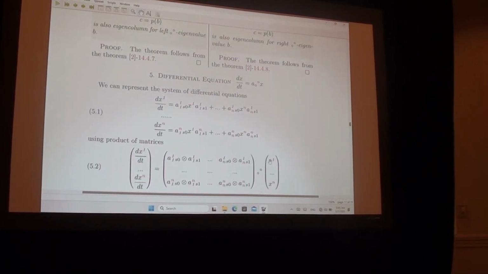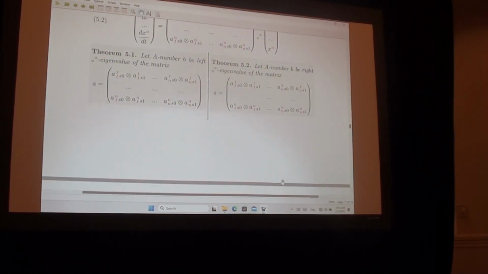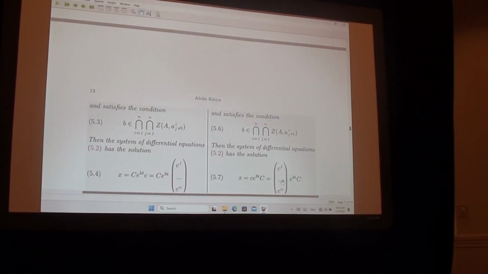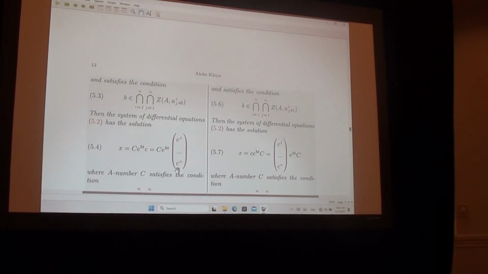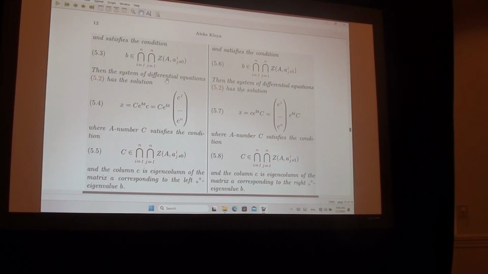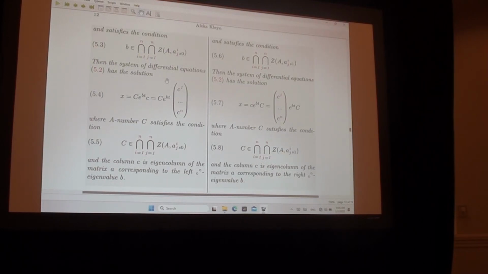Now we are ready to consider the system of differential equations 5.1. We see that the coefficients on both sides are of the function that we search. We can represent this system using a product of matrices in the form 5.2. Let a number P be a real RCO eigenvalue of the matrix A and satisfy condition 5.3. Then the system of differential equations 5.2 has solution 5.4, where the number C satisfies condition 5.5, the same condition as for the eigenvalue P, and the column C is an eigencolumn of the matrix A corresponding to the real RCO eigenvalue P. Similar theorem.